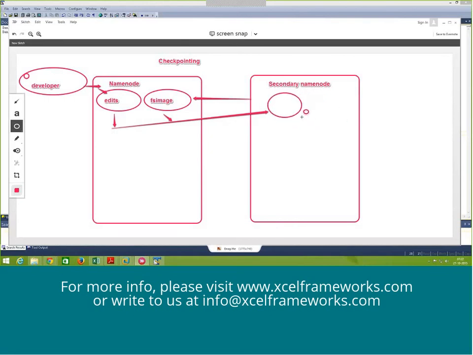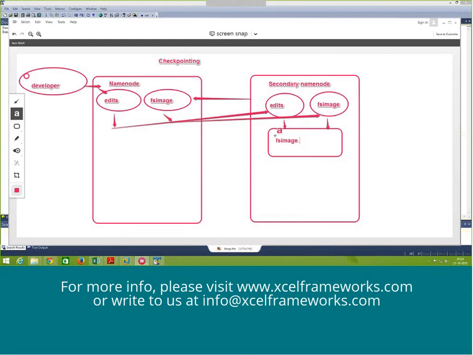Let me just copy this first: edits and your FS image. Apart from copying these two together every 1 hour, it is going to merge these edits file and your FS image file. The secondary name node contacted the name node, took the metadata, and once it gets the metadata, it copies and combines this together, and then it will make an intermediary file called fsimage.ckpt. A checkpoint file will be created.